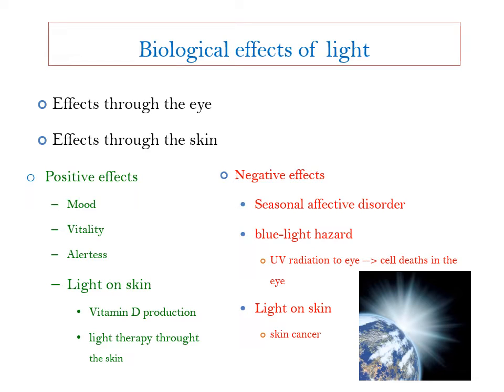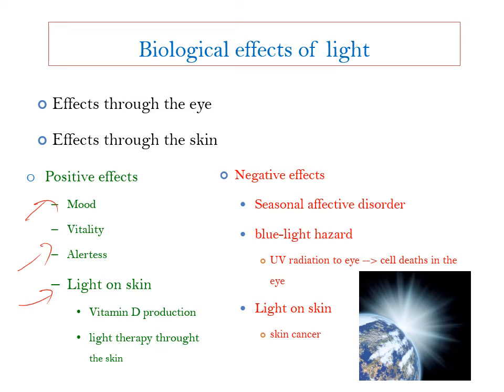Light in general can have both positive effects and negative effects. The positive effects of light in biological tissue are that, in general, it can regulate the human circadian rhythms like the sleep cycle, secretion of melatonin and cortisol. Light also has an influence on the body's physiological parameters such as body temperature, heart rate, and blood pressure. Human alertness, cognitive performance, and mood also can be affected by light. So in general, the positive effects include mood, vitality, and alertness.